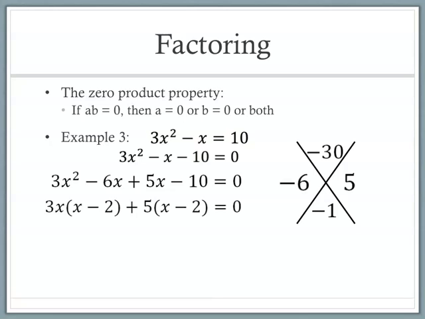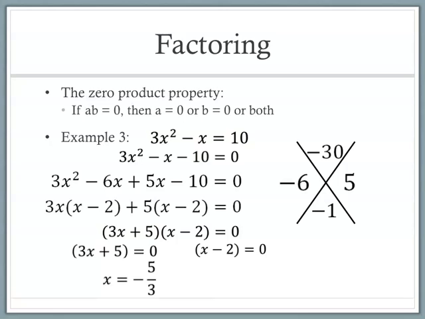Now if you've done this correctly, the terms inside the parentheses should be exactly the same. So now we can write this as (3x plus 5) times (x minus 2). Now that we've written it as two separate factors, we can set each of these equal to 0 and solve. So 3x plus 5 equals 0 gives you x equals negative 5/3, and x minus 2 equals 0 gives you x equals 2. And so those are your two answers that we've gotten for our equation here by factoring.